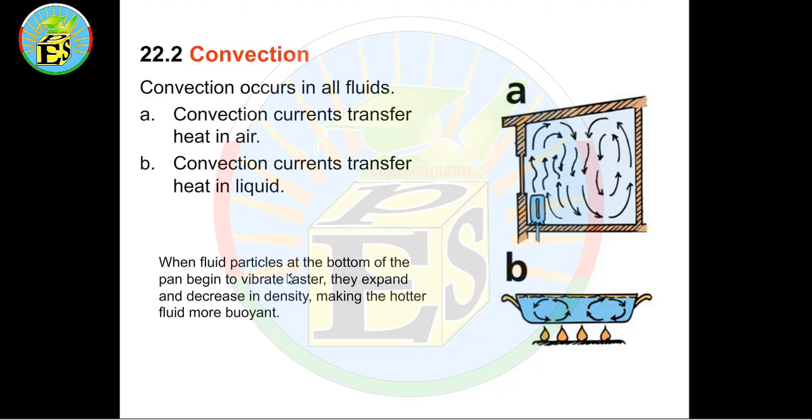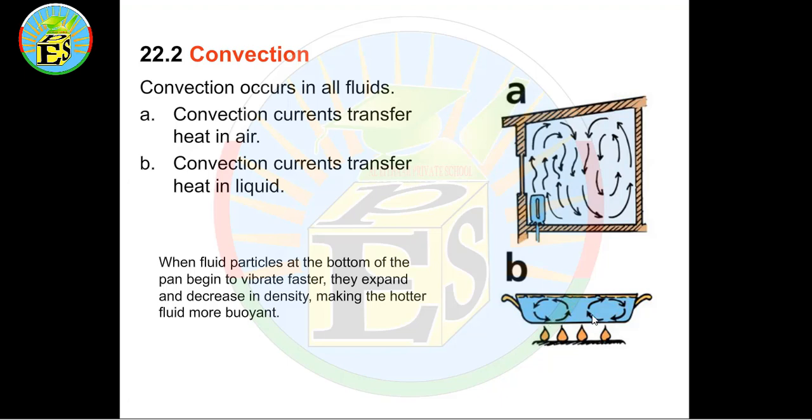When fluid particles at the bottom of the pan begin to vibrate faster, they expand and decrease in density, making the hotter fluids move upward. It means this is a contact surface with heat, so the particles in the bottom will be hotter than the particles on the surface, so these particles will start to move faster and make convection currents go up, and cold particles will go down, and if they get hot, they will go up.